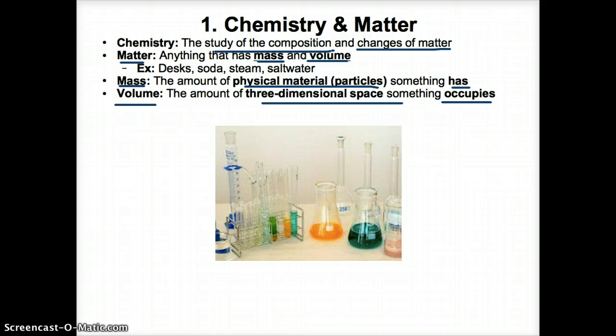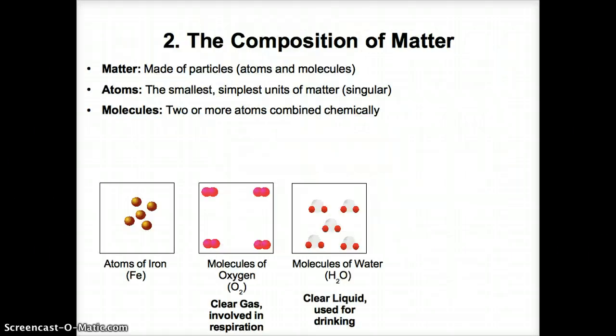So anything that has a certain amount of physical material and takes up a certain amount of 3D space is known as matter. Examples of matter include desks in the classroom, soda that you drink, steam, which is a gaseous form of water, and salt water.